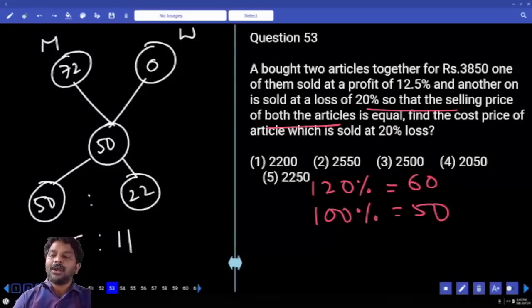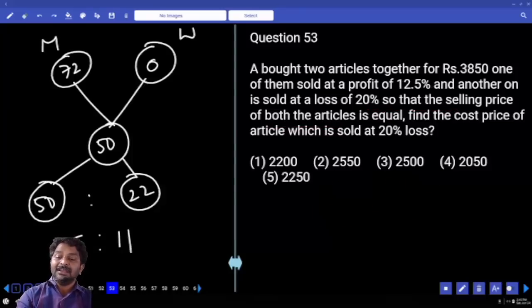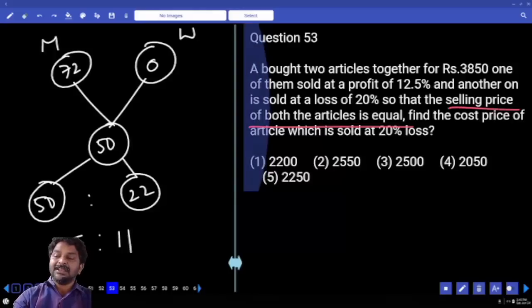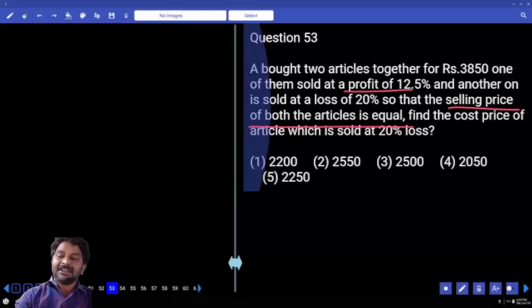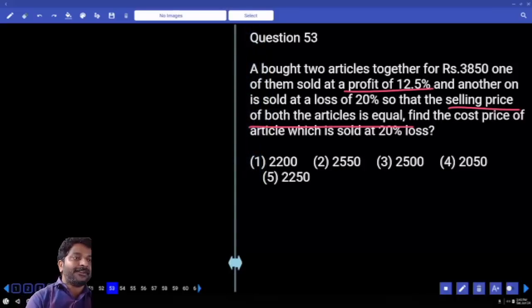A bought two articles together for 3850. One of them sold at a profit of 12.5% and the other is sold at a loss of 20%, so that the selling prices of both articles are equal. Okay, selling prices are equal. That's the major condition. On first item, profit is made. How much profit? 12.5%. Can be written as 1 by 8 profit, in the sense 9 by 8 of x.